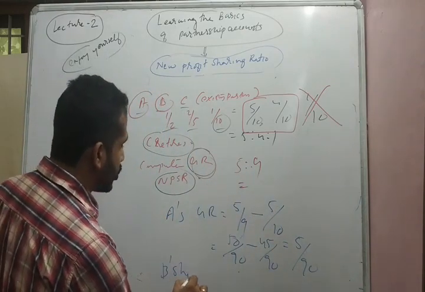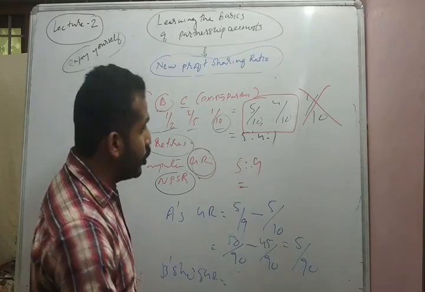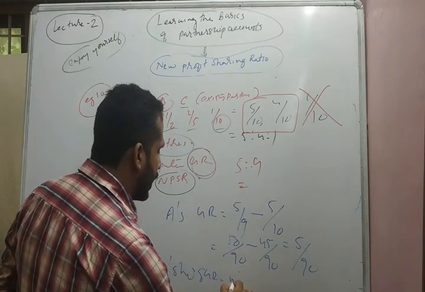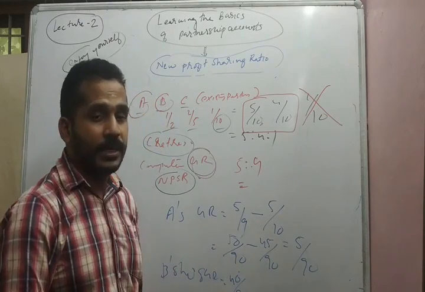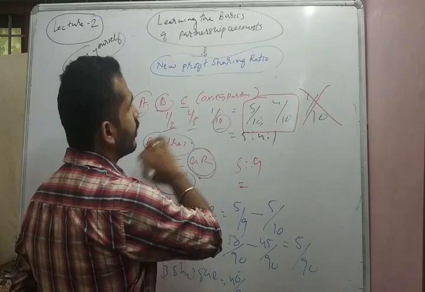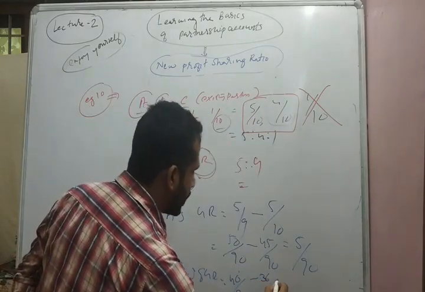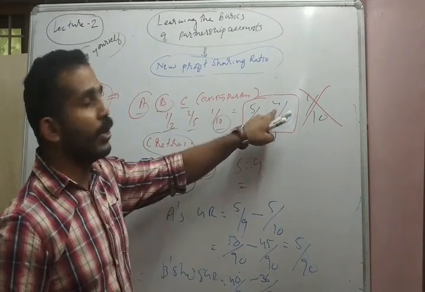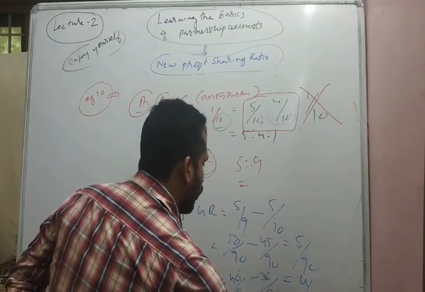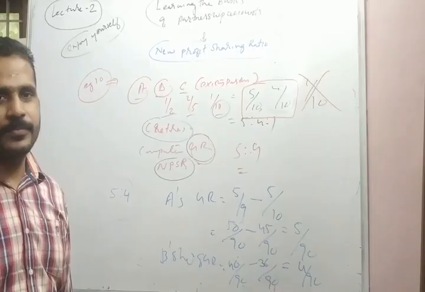And B's share of gaining ratio. How much? B's new ratio is 4 by 9. Okay, 4 by 9 means we can convert it as 40 by 90. Then old ratio is 4 by 10. We can convert it as 36 by 90, because 4 into 9 is 36, 4 into 10 is 90. Then we will get 4 by 90. Then the gaining ratio is 5:4.